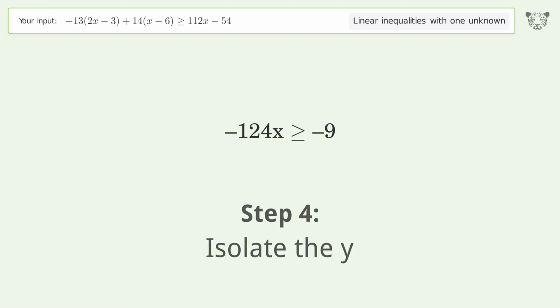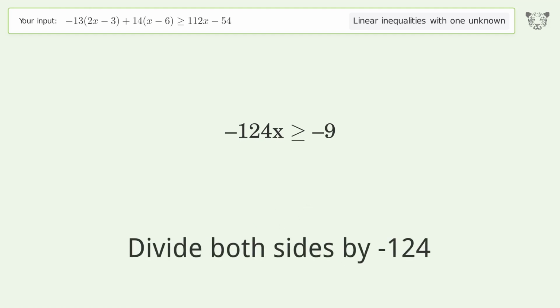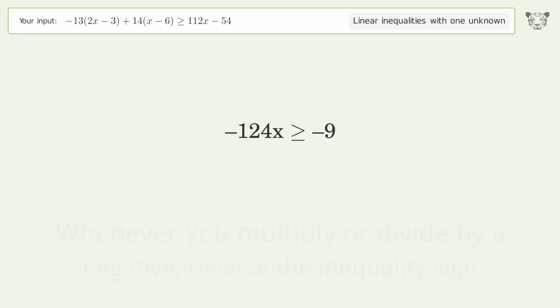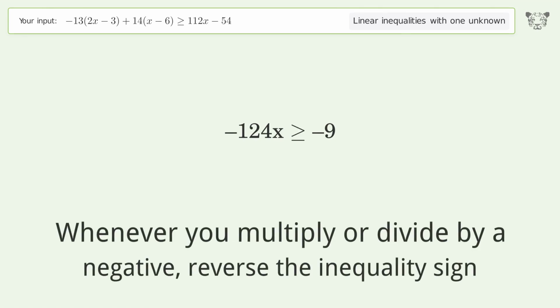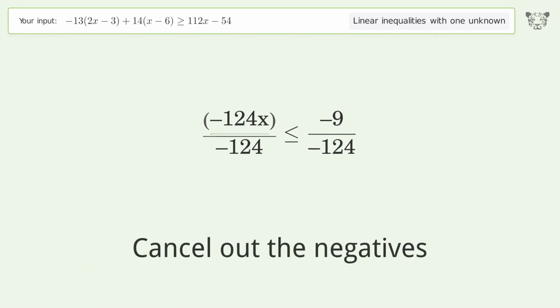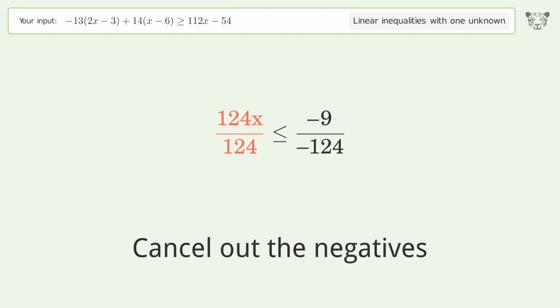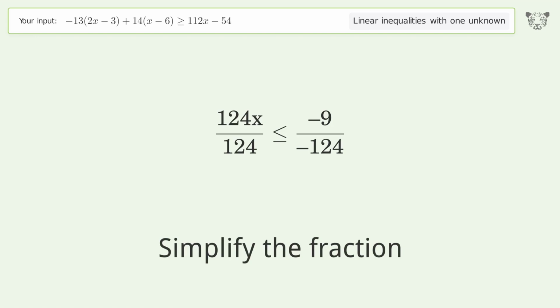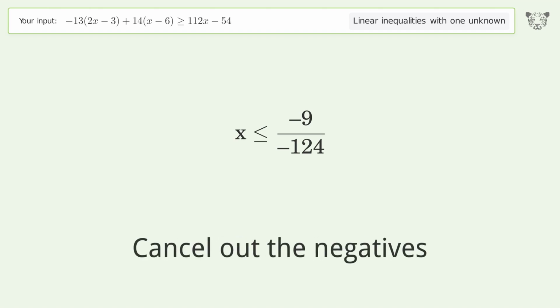Isolate the y. Divide both sides by -124. Whenever you multiply or divide by a negative, reverse the inequality sign. Cancel out the negatives. Simplify the fraction. Cancel out the negatives.